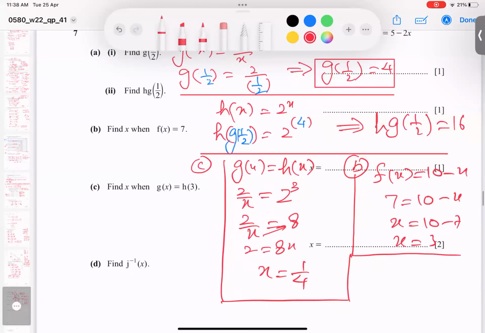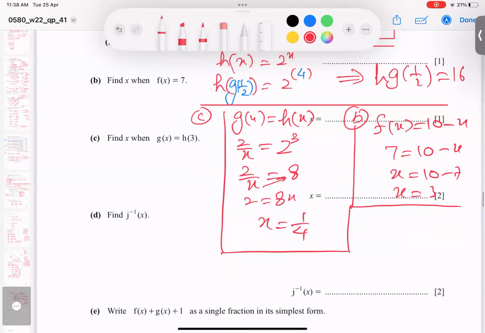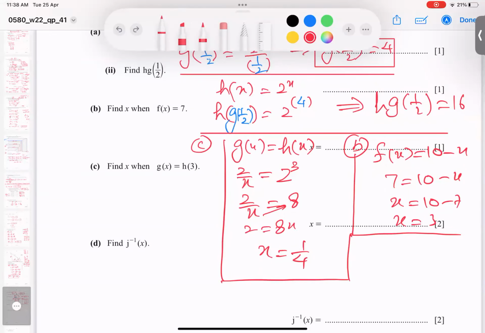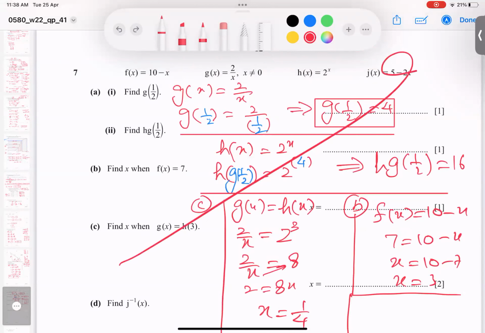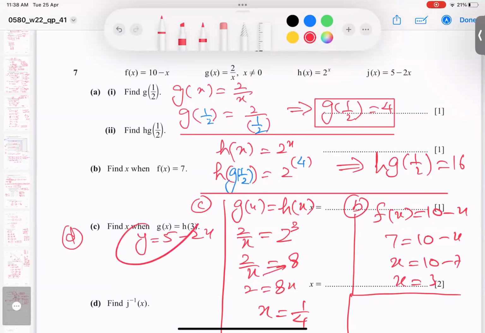Okay. Now I'm looking for J inverse. How to find J inverse? So first of all, I will copy J. J is 5 minus 2x. So y equals 5 minus 2x. Job number 1, remove the function name and write y.